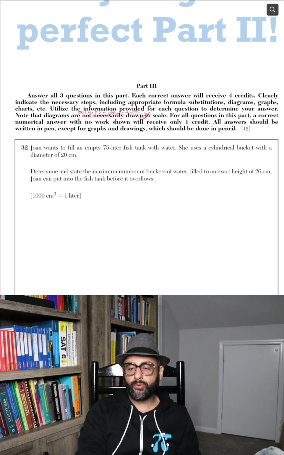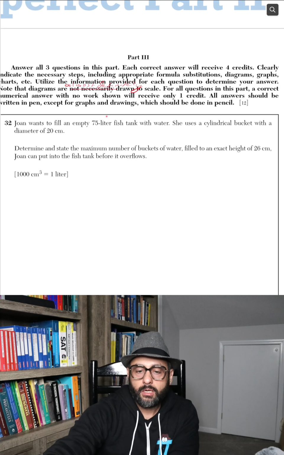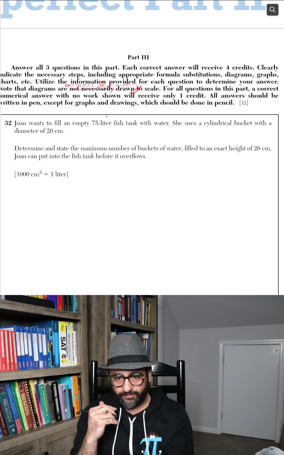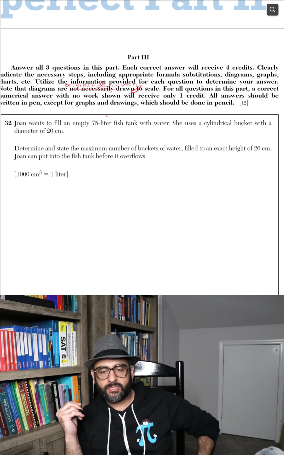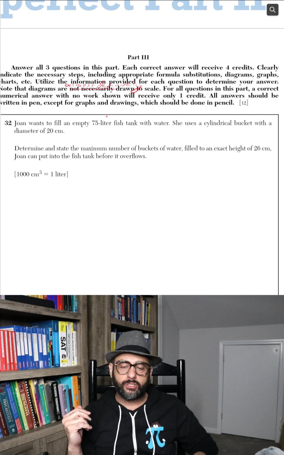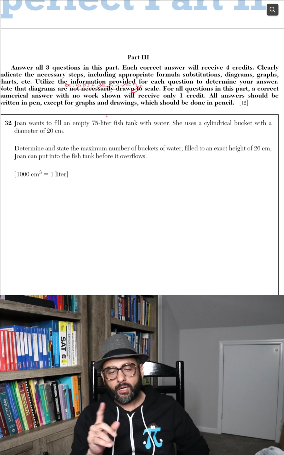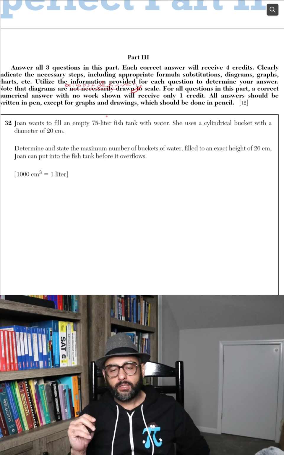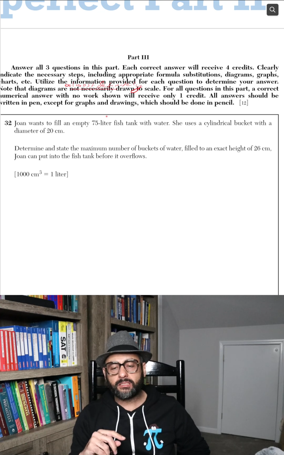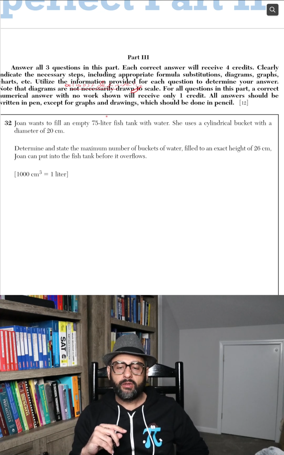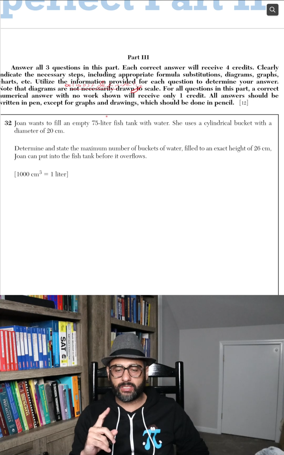And that gets us points in the guessing process. Number 32, Joan wants to fill an empty 75-liter fish tank with water. She uses a cylindrical bucket with a diameter of 20 centimeters. Determine and state the maximum number of buckets of water filled to an exact height of 26 centimeters Joan can put into the fish tank before it overflows.